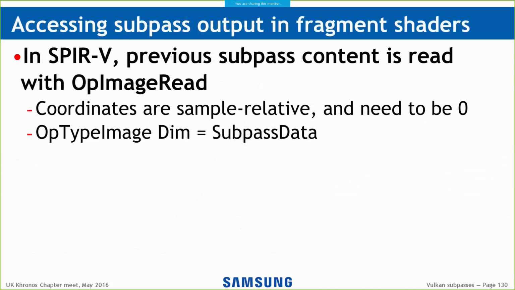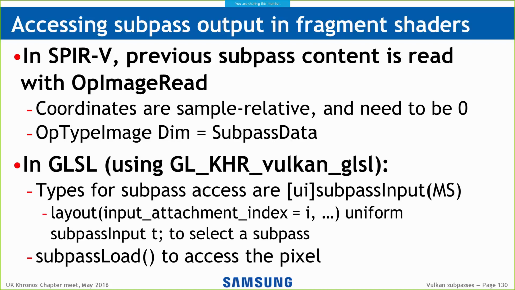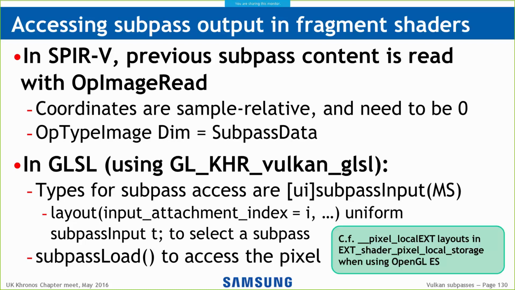Fortunately, we had a bit of a discussion of this earlier. Since this was helpful and not described in the same place in the Vulkan spec as everything else, I thought I'd write it down here. The way you access the contents from the previous subpass inside a SPIR-V shader is OpDImage read, and you have this mapping. From the GLSL extension way of describing that, you have a slightly more readable version that you may recognize looks quite a lot like the pixel storage way.